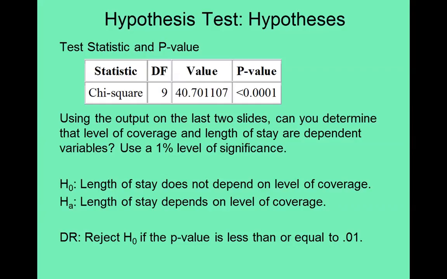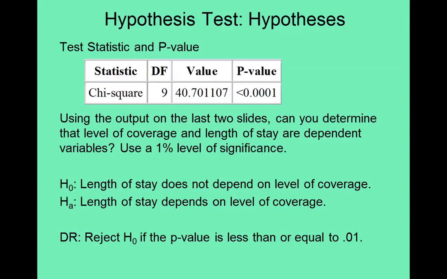The test statistic and p-value are given in the following table. The chi-square test statistic is under the value, and the p-value is the less than 0.0001 number. Using the output, can you determine that level of coverage and length of stay are dependent variables? Use a 1% level of significance. Begin with stating the hypotheses and the decision rule.